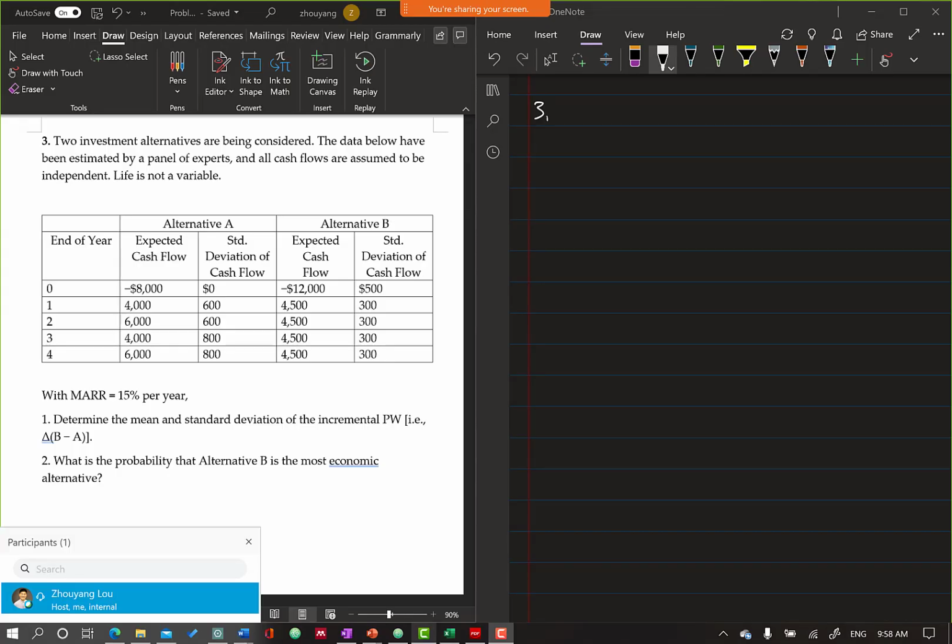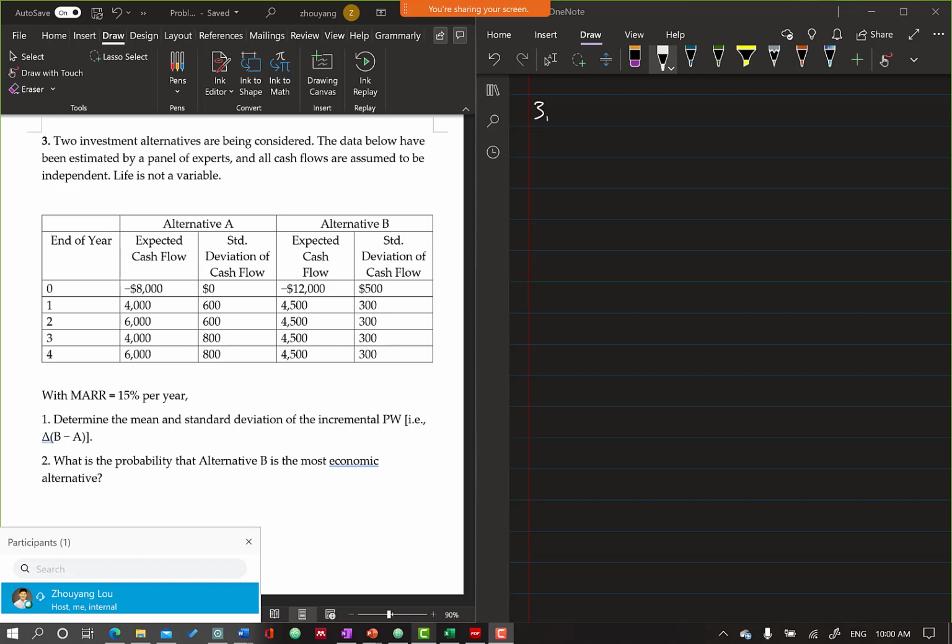Now for this third problem, we're going to use the probability language to compare alternative B and alternative A. So to do that, we need to first calculate the expectation and the variance. And now let's get started. So for the first problem, we are going to calculate the mean and the standard deviation of the incremental present worth delta B minus A. And that's actually what we want to use for the second problem. So let's do the first problem.